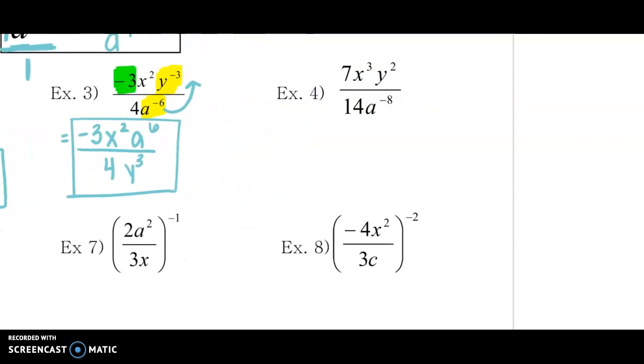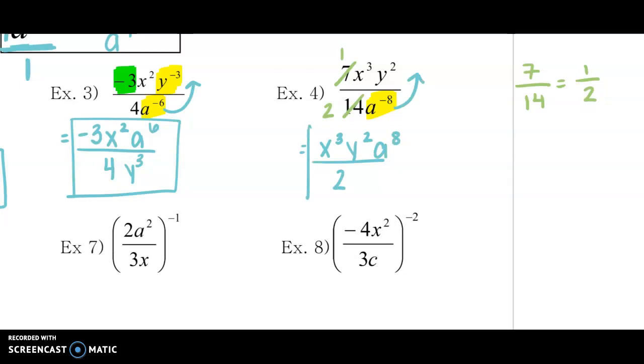Let's go ahead and look at number 4. First thing I want to draw your attention to, because this hasn't gone away, 7 over 14, if I just gave you that, you would simplify that to 1/2. It's no different here. Those would still simplify. The only issue we have, x to the 3rd is good, y to the 2nd is good, is just this a to the 8th. So when I go to fix that, I'm going to have, and you don't need to write the 1 up top, you can, x to the 3rd, y to the 2nd, everything's good up top. On the bottom, the 2 stays, but that a to the negative 8th will now come up top and become positive, and that would be your final answer.